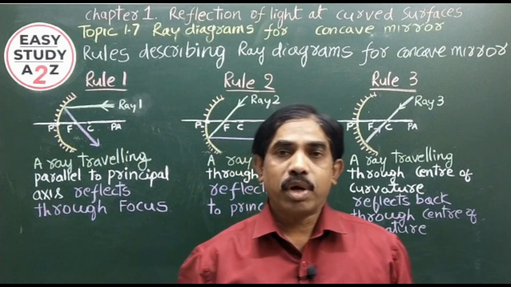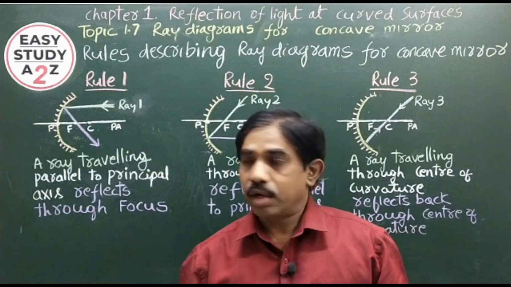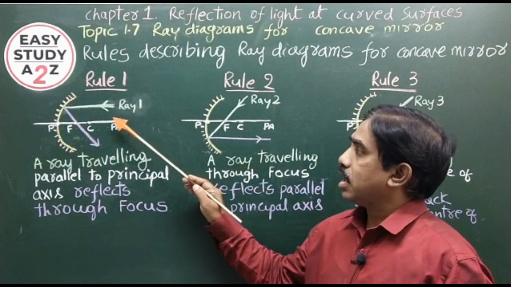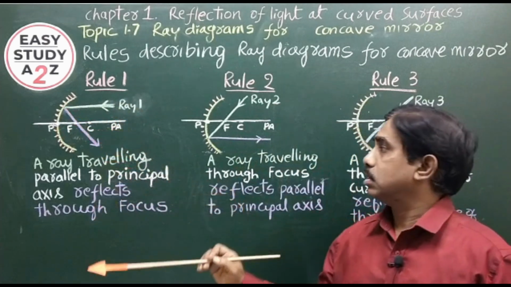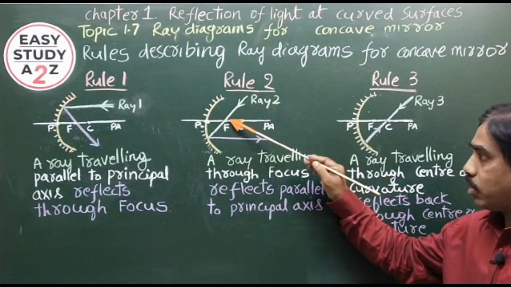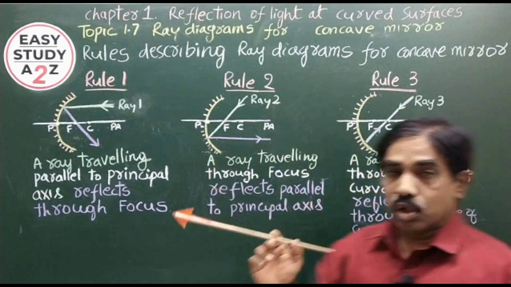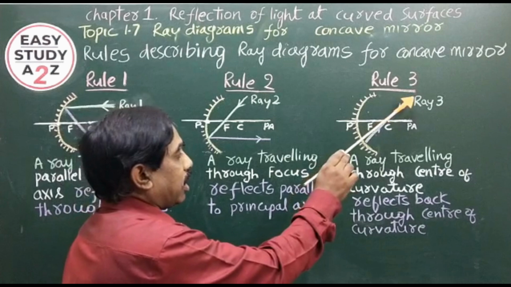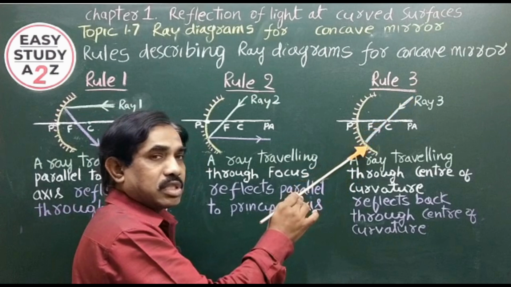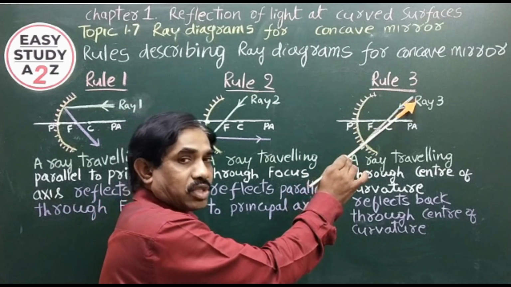Three rules are important while describing the ray diagrams for a concave mirror. Rule 1. A ray traveling parallel to the principal axis reflects through the focus. Rule 2. A ray traveling through the focus reflects parallel to the principal axis. Rule 3. A ray traveling through the center of curvature reflects back through the center of curvature.